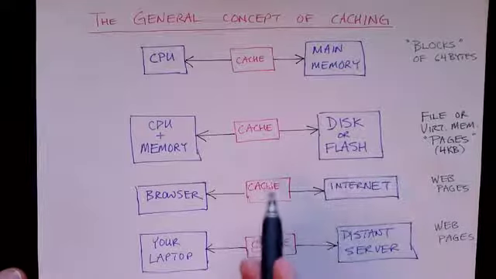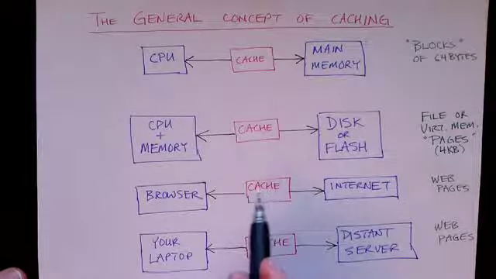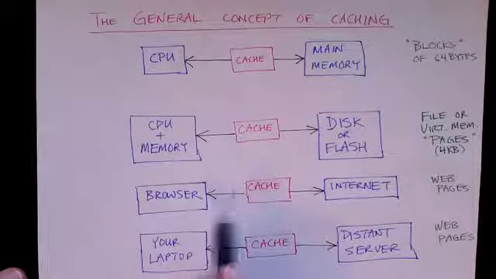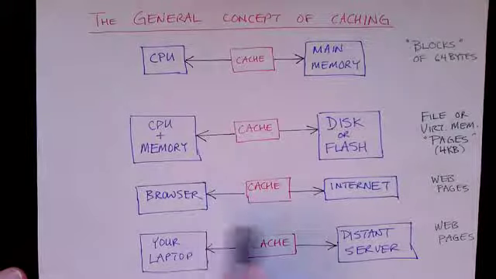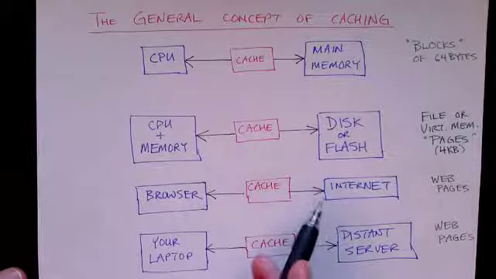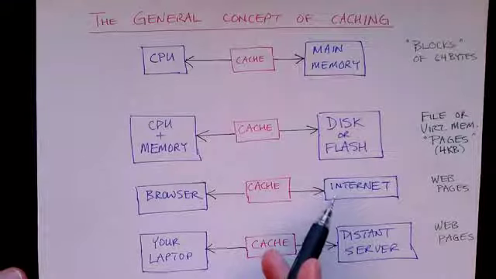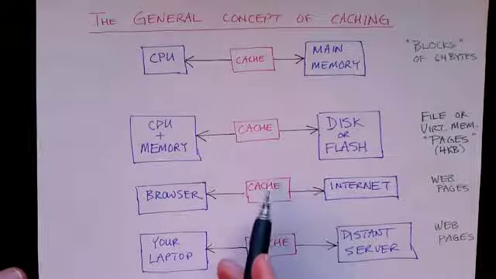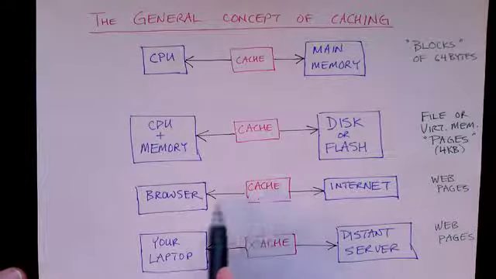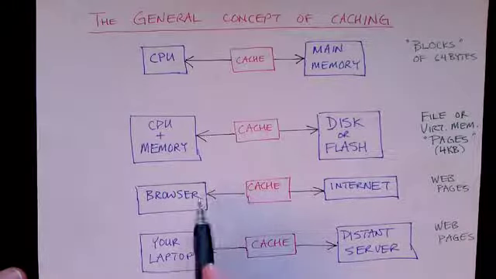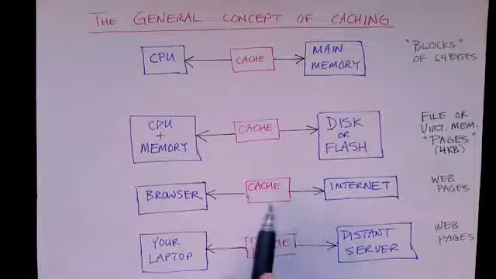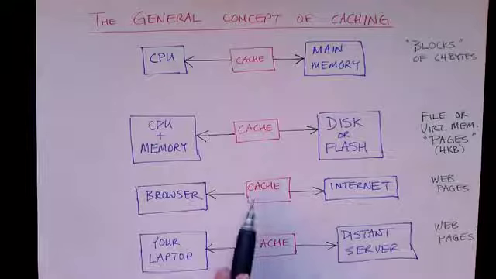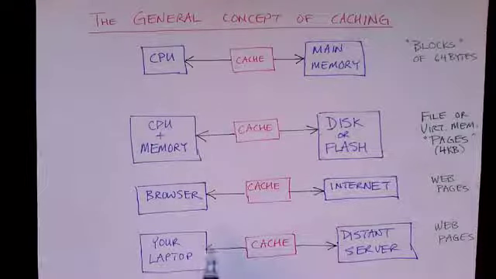Another application of the general idea of caching happens in your browser. When you use your browser to look at some web page, you have to go out to the internet to get that web page, and that's a slow process. And so once the web page is retrieved, it's kept in a cache inside the browser, and the browser can refer to that page very quickly. It doesn't have to constantly go back to the internet to get that page. It caches it.